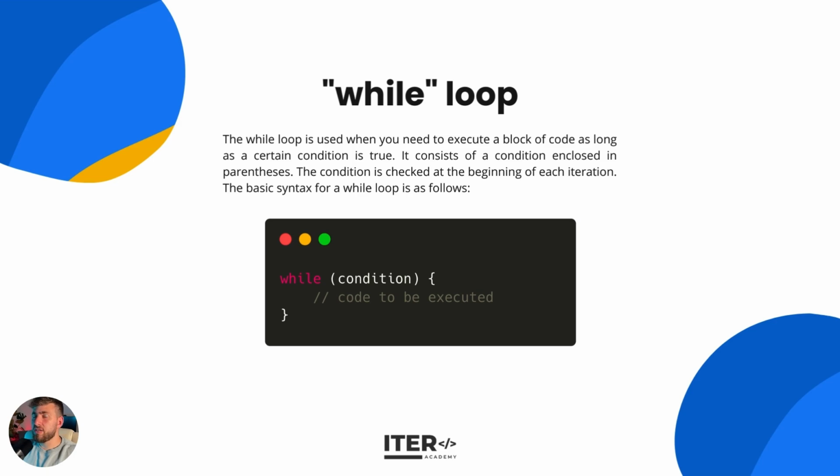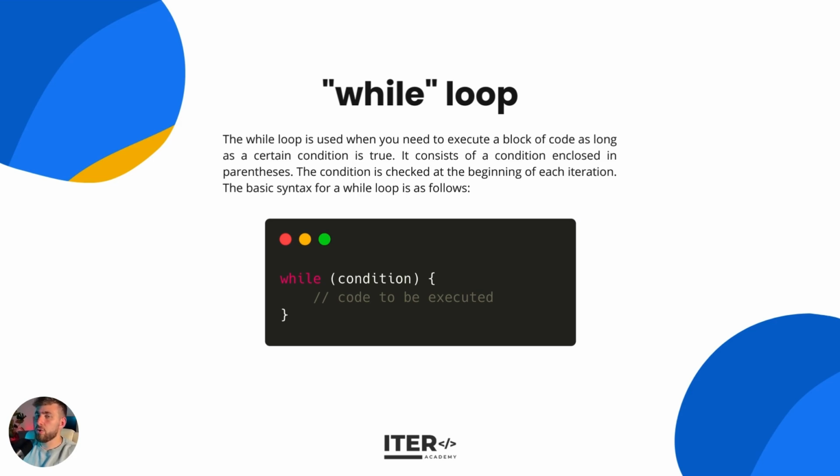Let's discuss the syntax and usage of while loops in Java. The while loop is used when you need to execute a block of code as long as a certain condition is true. It consists of a condition enclosed in parentheses. The condition is checked at the beginning of each iteration. The basic syntax for a while loop is as follows. You can see it in the example. While condition, and then in the brackets we have code that will be executed.